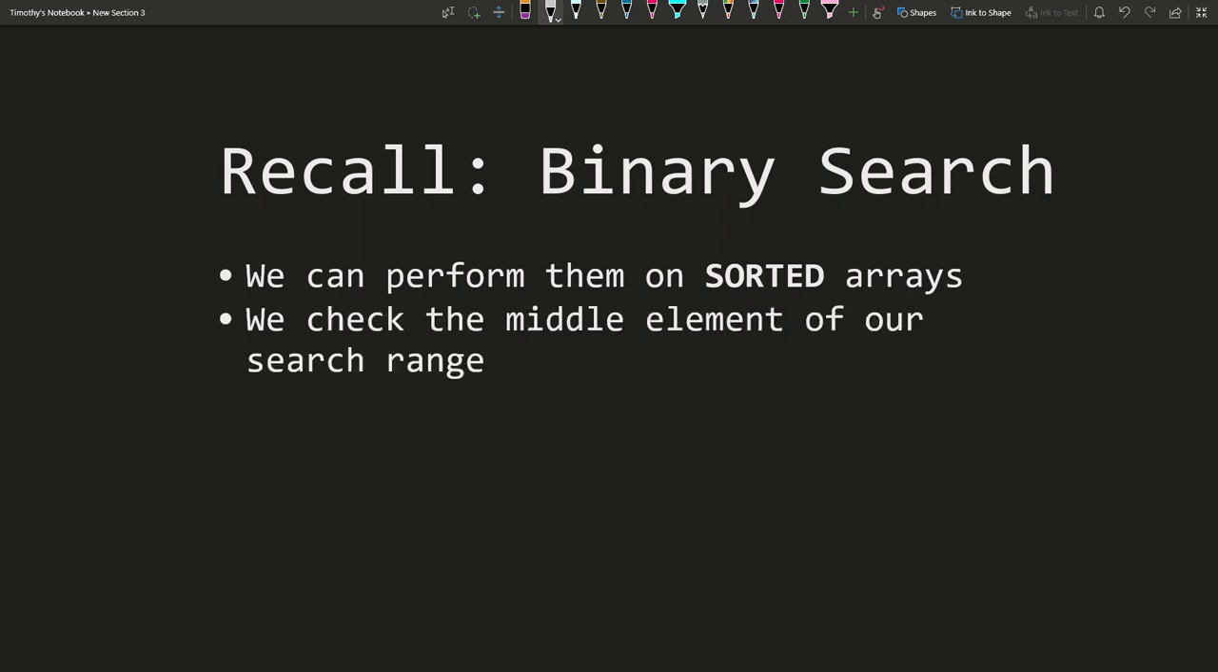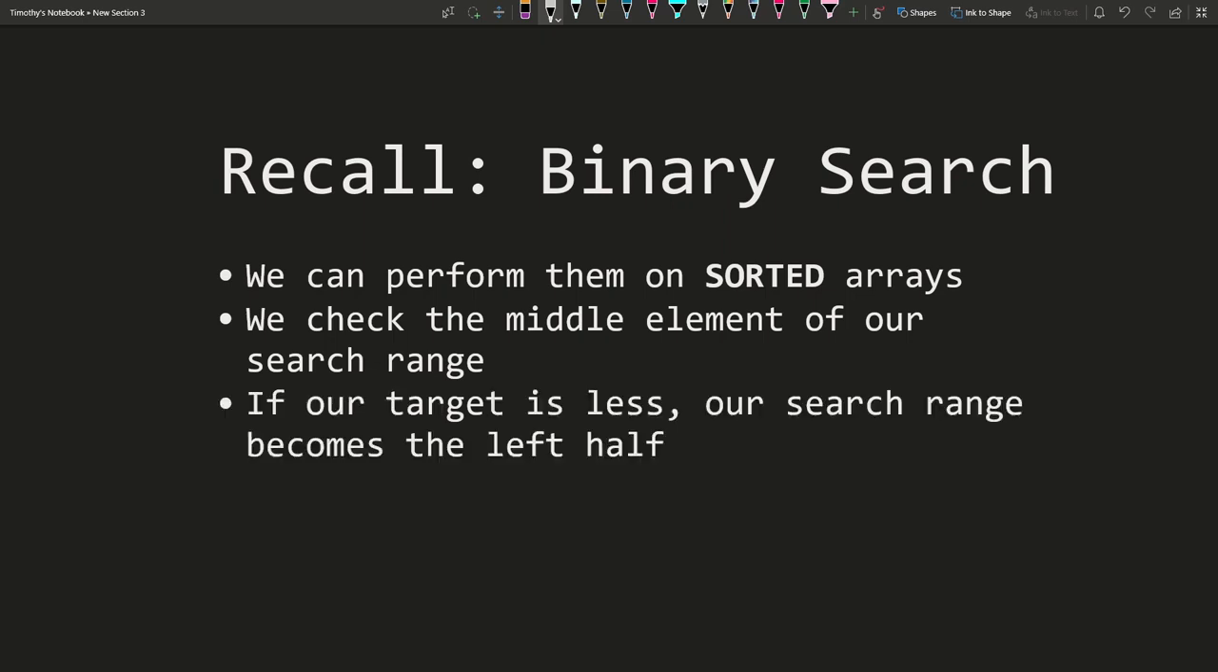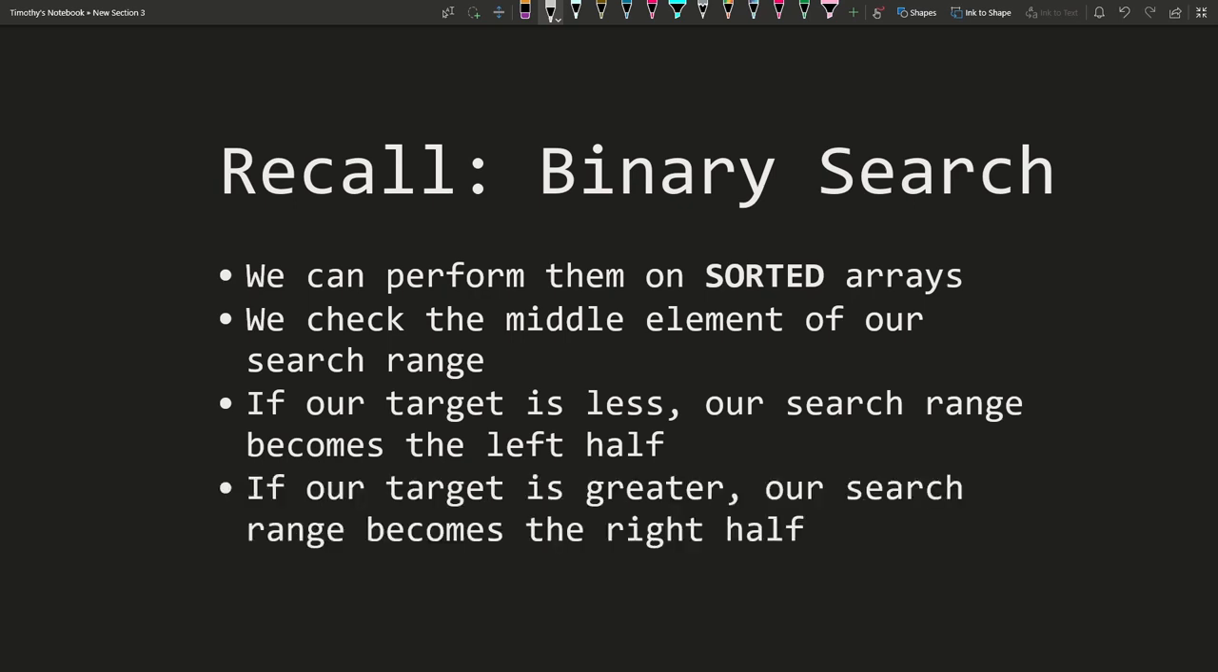And essentially the idea is that we can check the middle element of our search range. And if our target is less than this middle element, our search range can become the left half. And if our target is greater than our middle element, our search range becomes the right half. And then finally, otherwise, we have found our target.